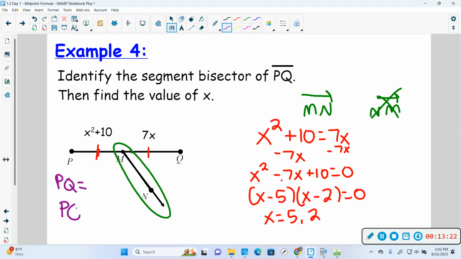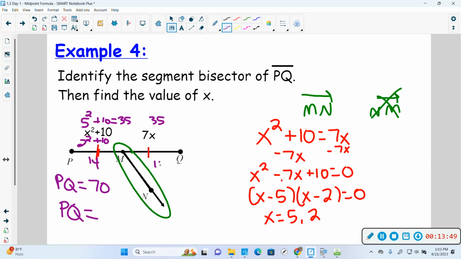I'm going to set it up here. So first, let's use 5. I'm going to start with the 5. Well, if you put 5 in here, what's 5 squared plus 10? 25, 10, 35. Of course, this side's 35. What's the whole length then? 70. 35 plus 35.